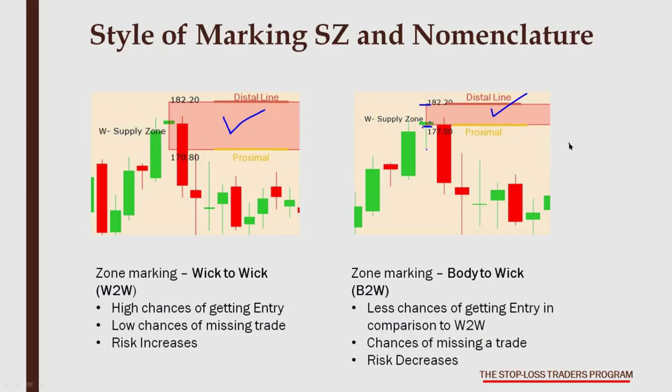So how are we supposed to mark our zones? We need to clearly mark our zones because they are levels from where the price is creating an imbalance and then moving up or down. And to take a trade there, these are high probability levels. So to take a trade there, we should be able to mark it rightly, right? So let's just get into it.